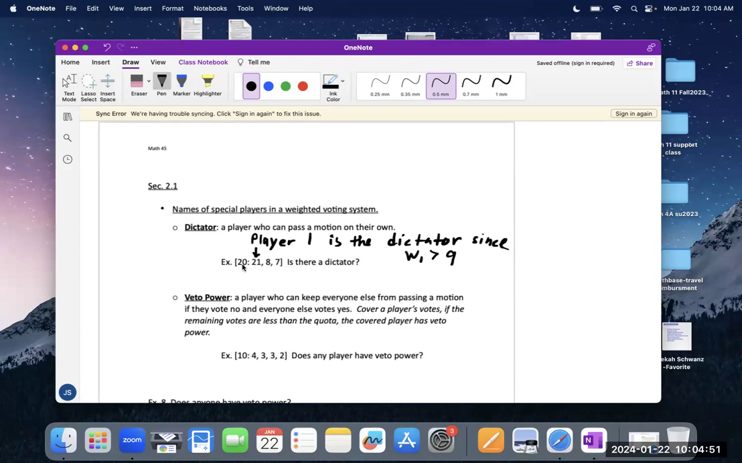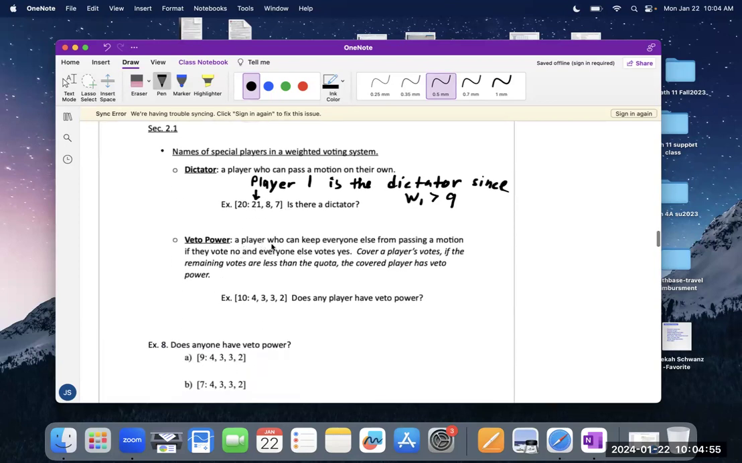All right, and then they talk about veto power next. A player who can keep everyone else from passing a motion if they vote no and everyone else votes yes is called a player with veto power. So what we're going to do is cover a player's votes. If the remaining votes are less than the quota, the covered player has veto power.